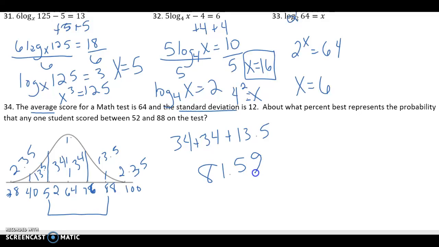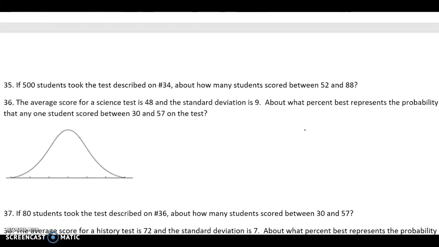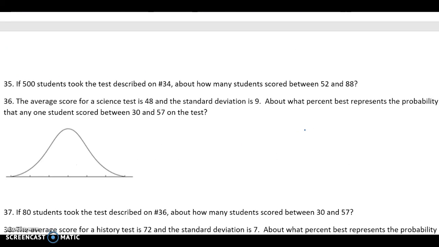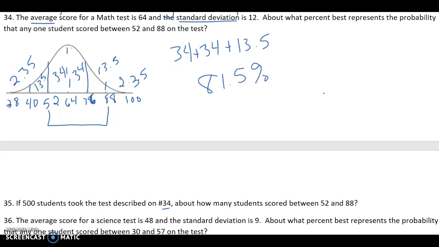Right? So 81.5% of the time kids score between a 52 and 88. For a math test, average score is 64 and standard deviation is 12. All right, so that's number 34. Number 35: If 500 students took the test on 34, about how many students scored between a 52 and an 88?